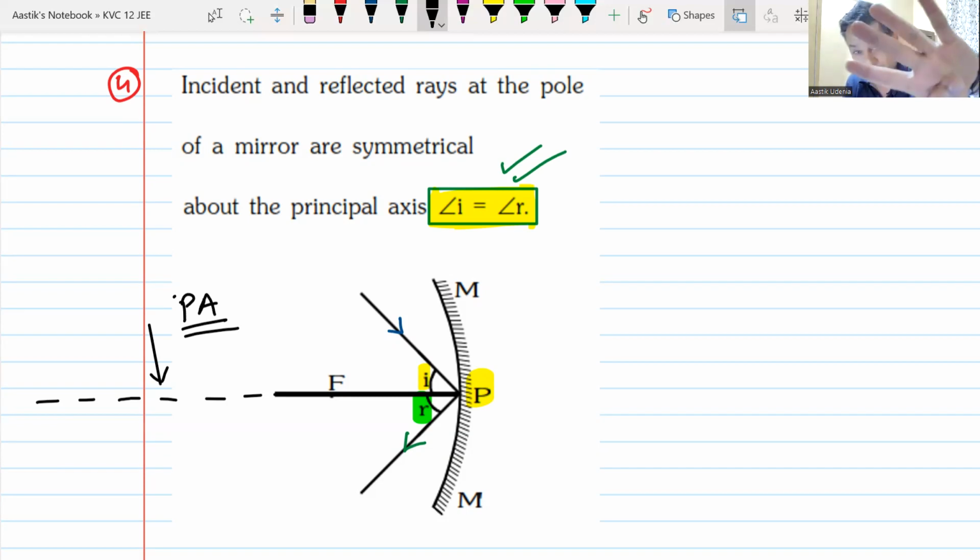Again, I have told you 4 rules. You don't have to use all 4. You only need 2 out of these 4 to get 2 rays, because once you get 2 rays, you can find out their point of intersection and you can find out the position of the image, and that is the most important thing that they are going to ask, where and when the image will be formed. We will come to that, where and when and what type of image will be formed.